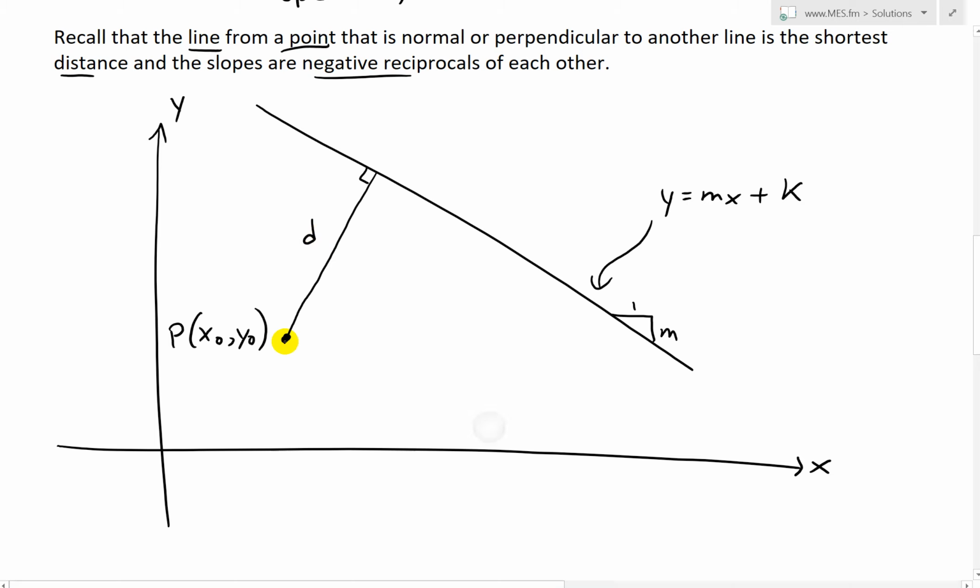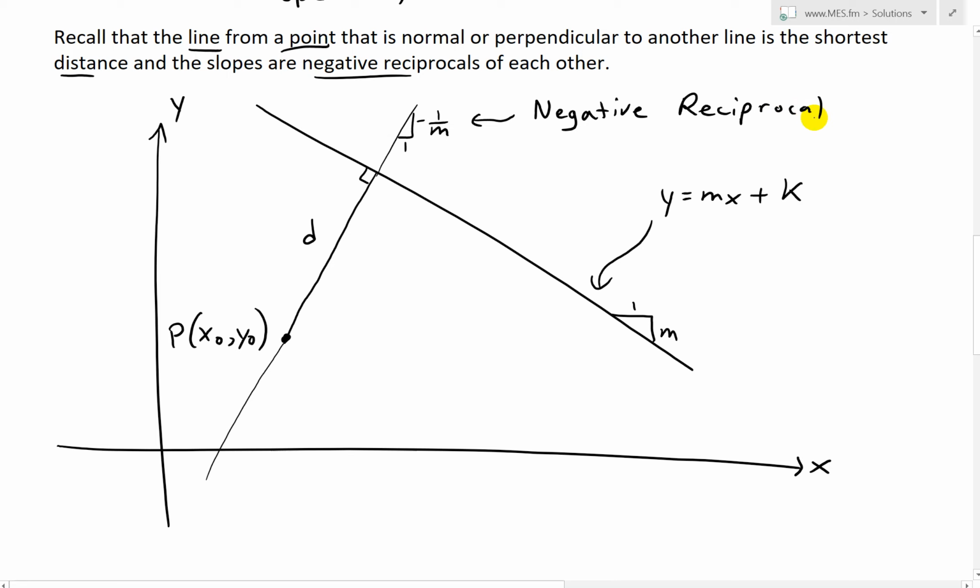If we extended this and considered it as a line, the slope here is going to be a negative reciprocal. So it's going to be negative 1 over m for the perpendicular line, over 1. I'll just put this down there. This is a negative reciprocal.